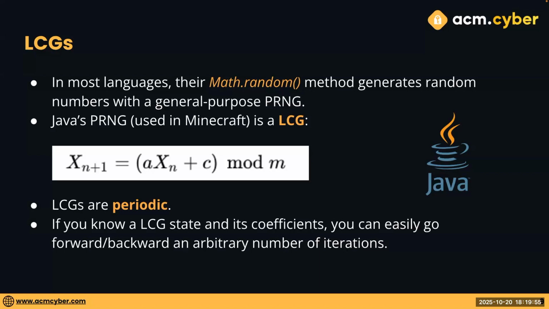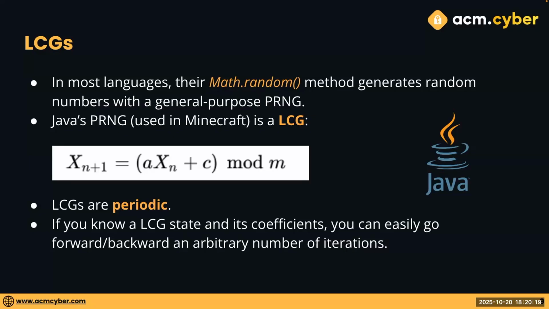LCGs are good at generating a random, quote unquote, distribution, but the problem with them is that they're not secure at all. The first vulnerability that they have is that they're very periodic. If you know what M is, you can easily figure out the period of the LCG, and basically it will repeat random numbers after a certain number of iterations.